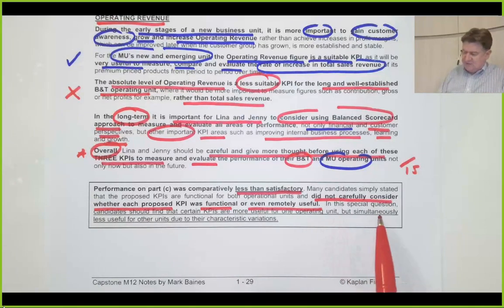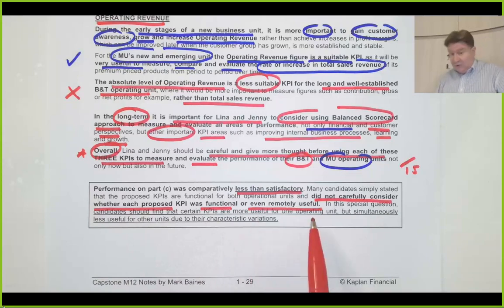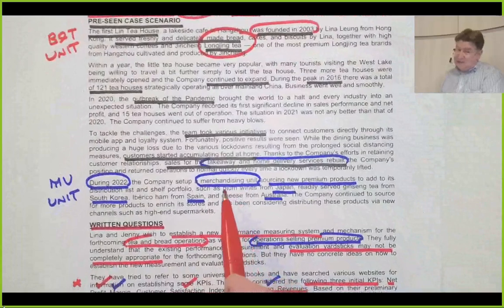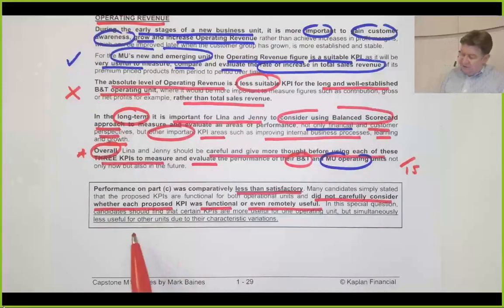Look, so in this special question, candidates should find that certain KPIs are more useful for one unit. So it was obvious that for something like new and emerging, satisfaction's not going to be a great one, there are going to be better ones. Things like acquiring new customers, whereas other units will be less useful due to their characteristic variations. So that one I left you guys with. Quite a tricky one just there, but hopefully you guys got time to practice it.